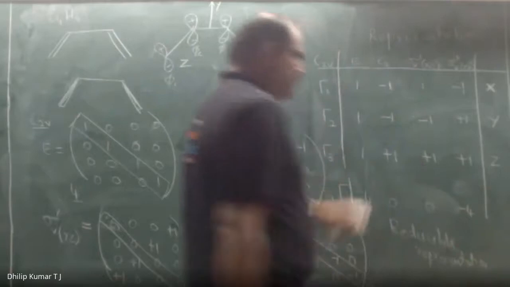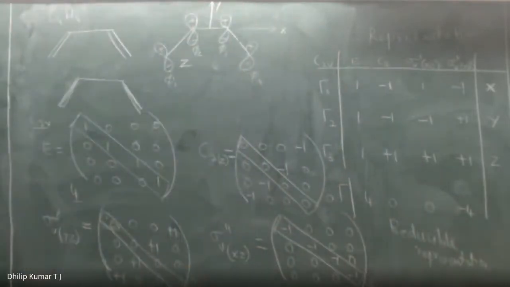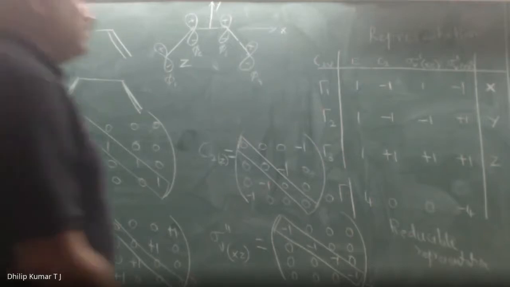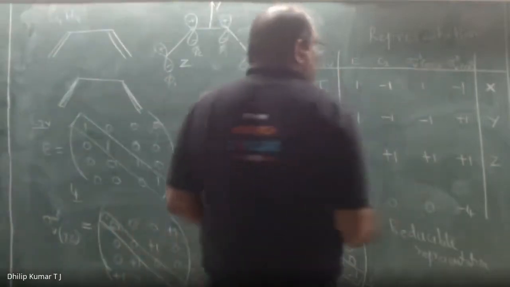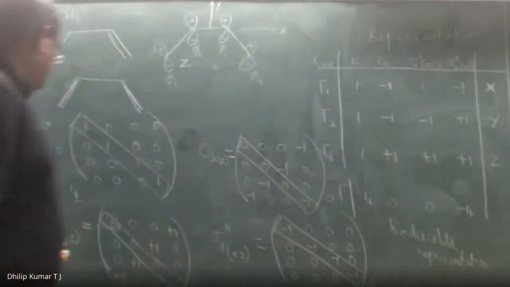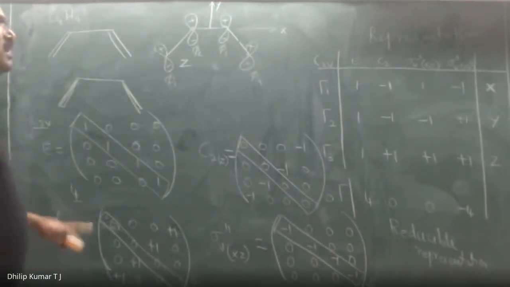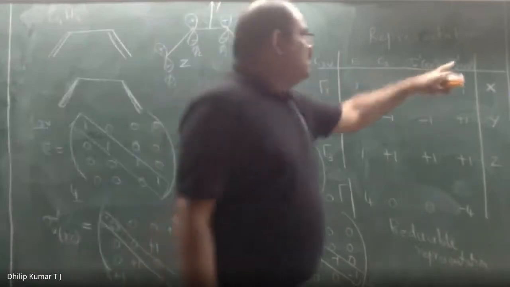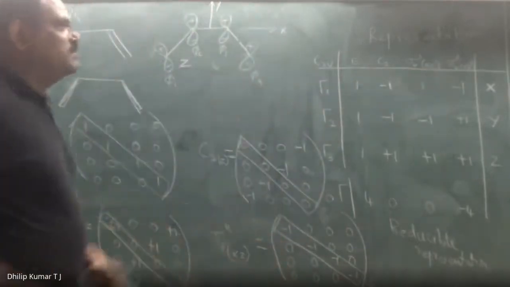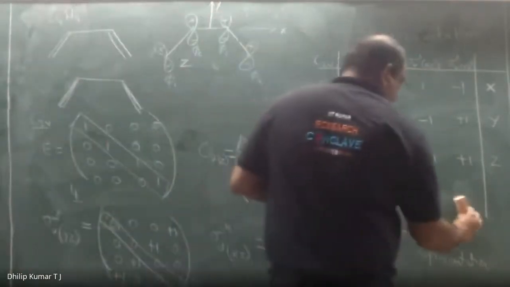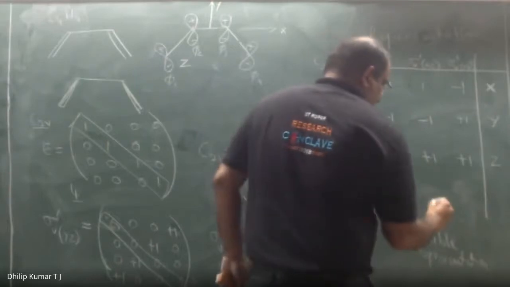So 4, 0, 0, minus 4 we got, right? So that's a reducible representation. Okay, so we are just interchanging this. It could be what? So sigma V prime YZ. YZ we are calling as double prime here. So we got this one 0. I'm sorry, then it should be like this. This should be minus 4 and this should be 0.